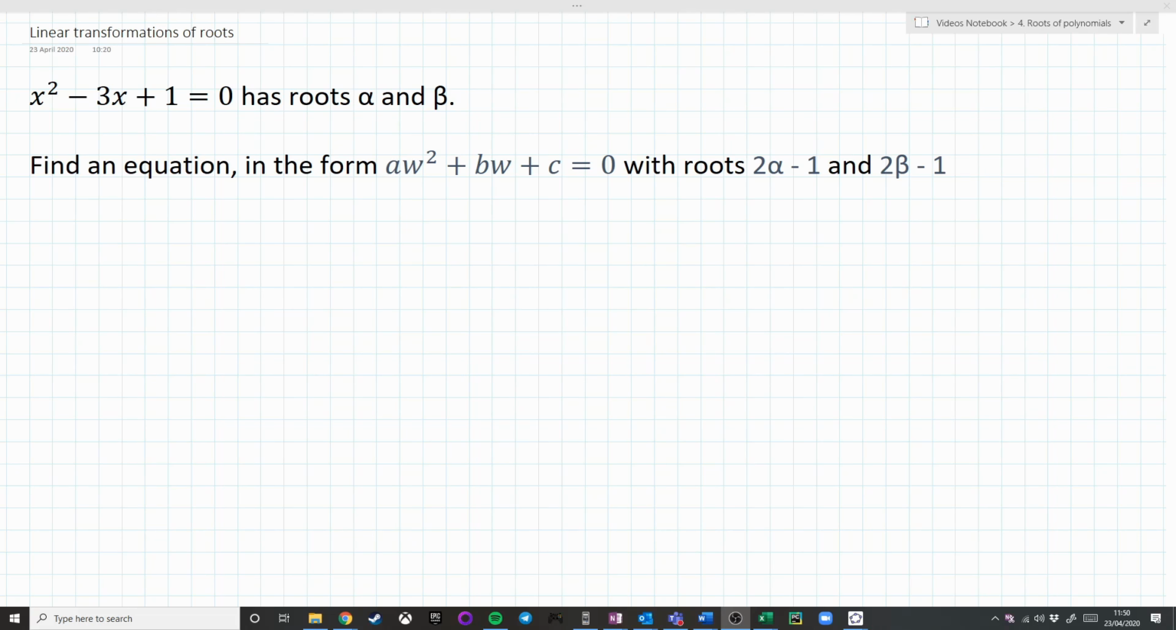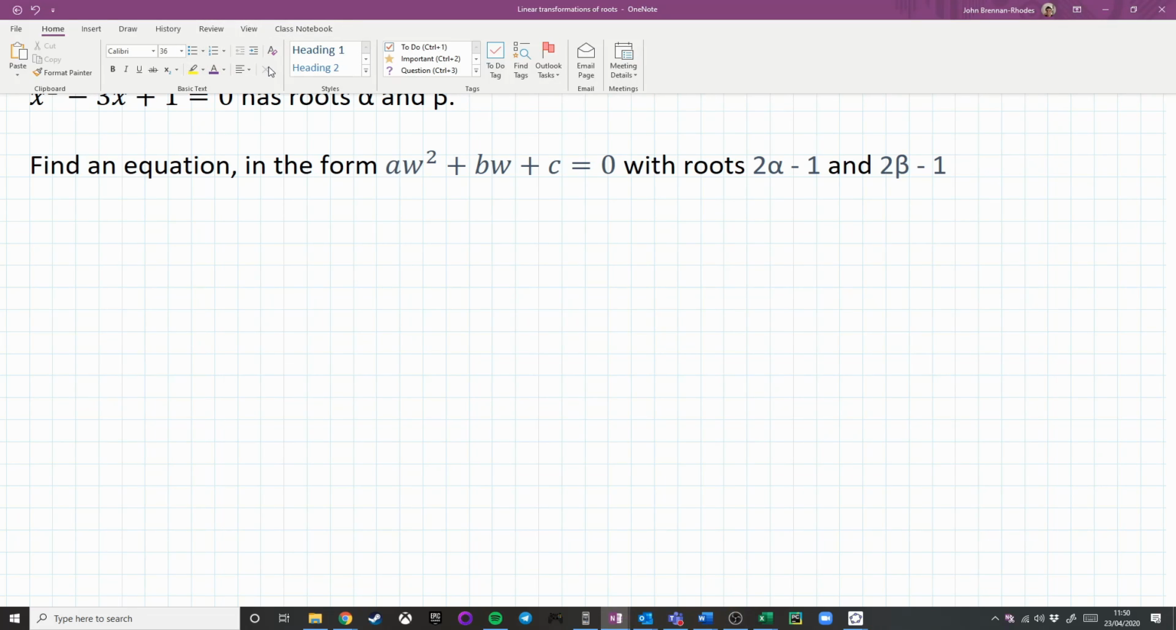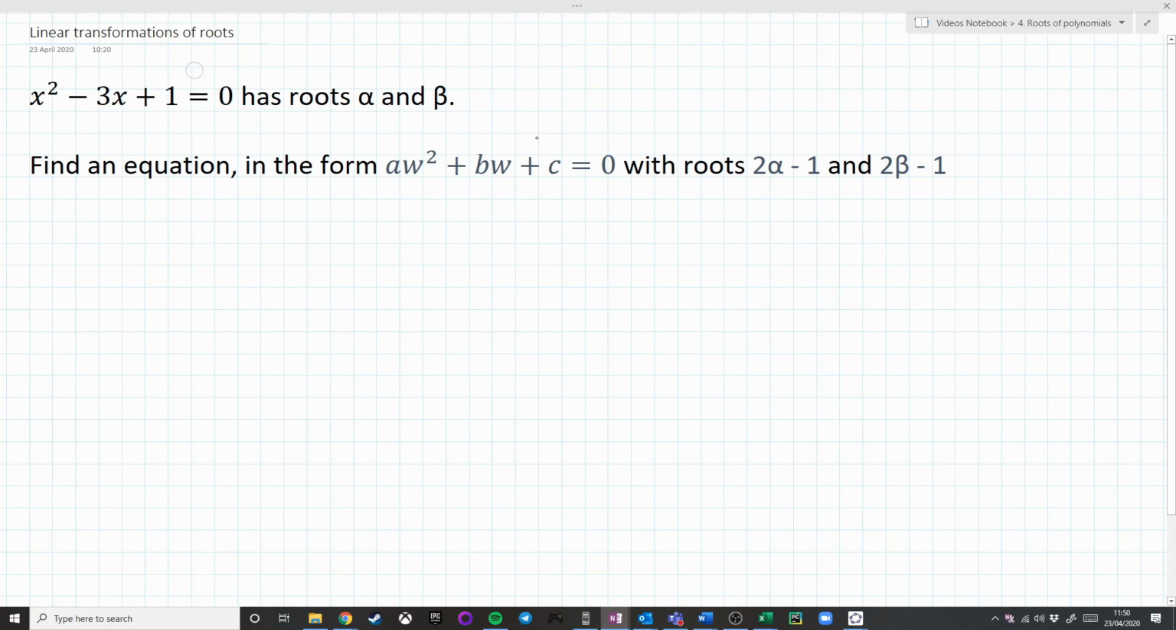And the question says, find a different quadratic, but this one has roots 2 alpha minus 1 and 2 beta minus 1. Now the key point here is that we have to have the same transformation of the two roots. If these were different, we're going to have to use a different method entirely. But if they're the same.